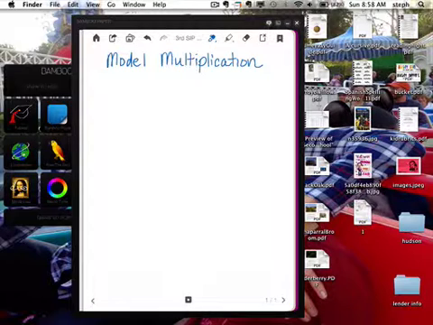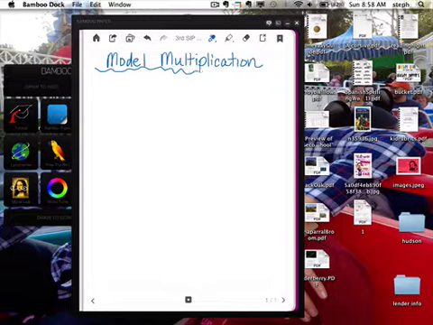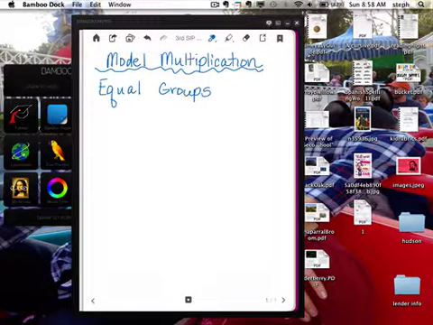So modeling multiplication. We're going to talk about equal groups today. First, let me put a little line under modeling multiplication because that's our topic. And go ahead and write the words equal groups. We've heard the word equal before because of the equal sign, and it just means the same amount. Groups we're going to talk about today.